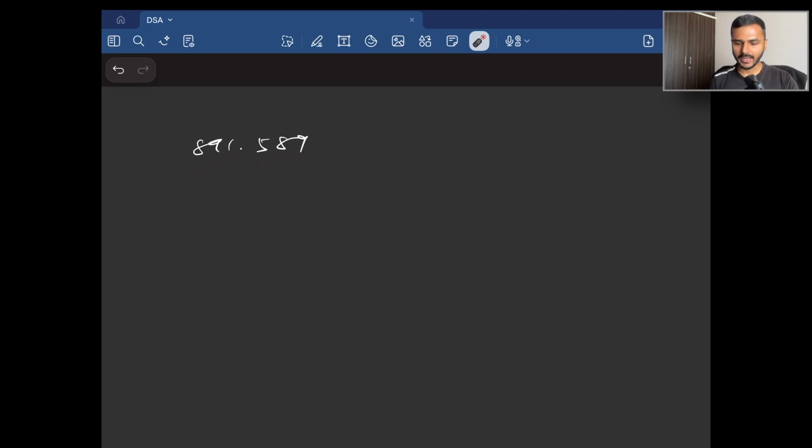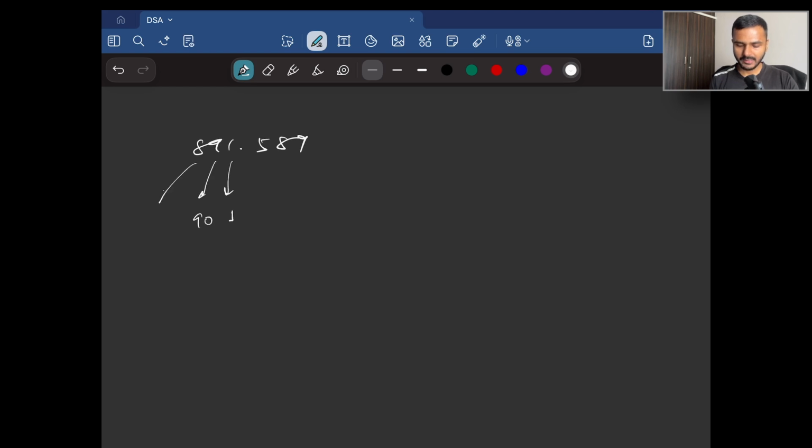So let's quickly do that. For 1, it will be 1 itself. For 9, it is 90. For 8, it is 800. For 5, it will be 0.5. For 8, it will be 0.08. And for 9, it will be 0.009. Out of all of this, 800 is the highest and 0.009 is the lowest.